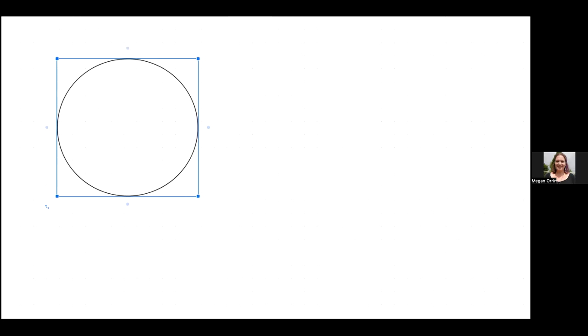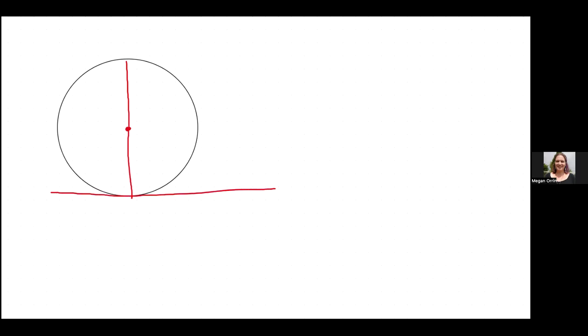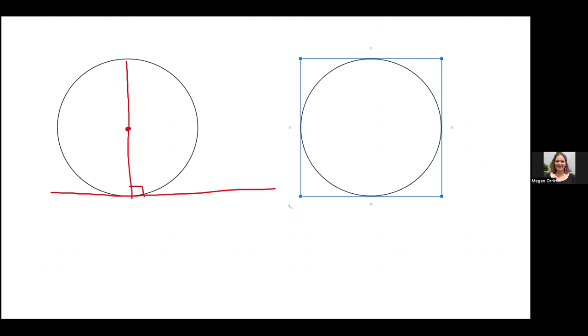All right, so we already know this, don't we? If I drew a diameter and I drew a tangent, what do you know about that? 90 degrees. Okay, good. Diameter or radius to a tangent is always 90 degrees. But what if it's not a radius or a diameter? What if it's just a chord? All right, so what if I drew a chord instead? There can still be some information that we can tell.